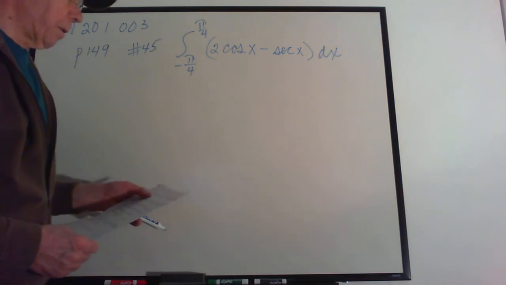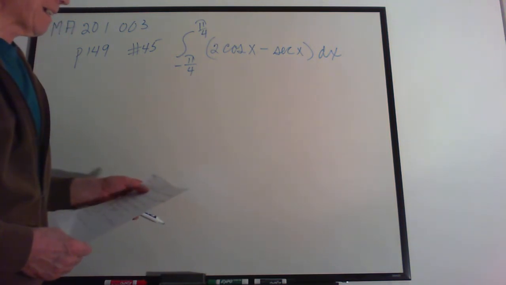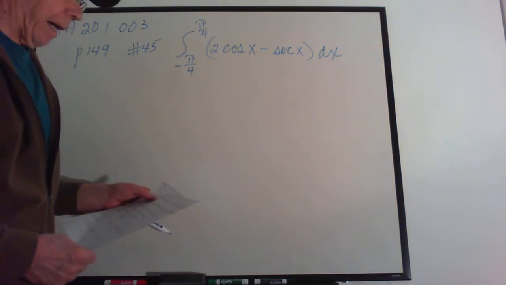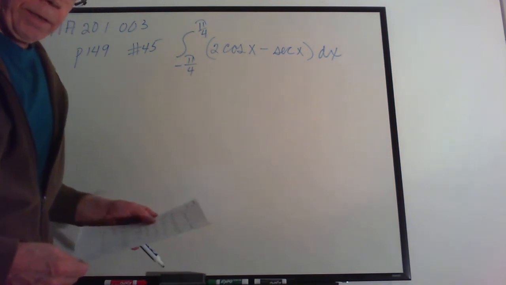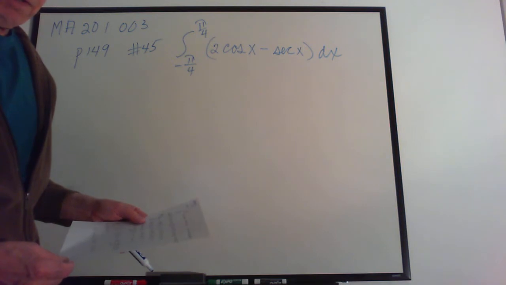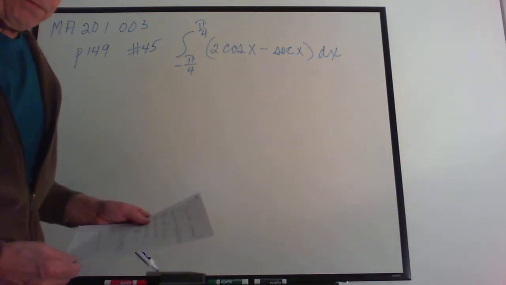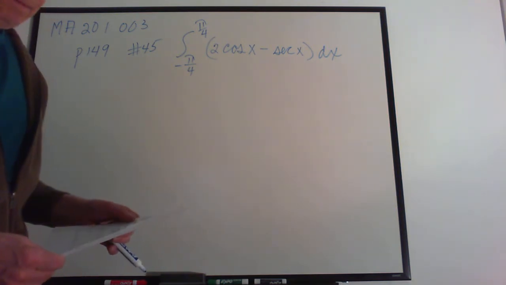All right, so 2 cosine x minus secant x in parentheses dx. Now try integrating it and try to do the work. I will do the work on the board. Pause the video after you've completed the work. Come back and check your work.